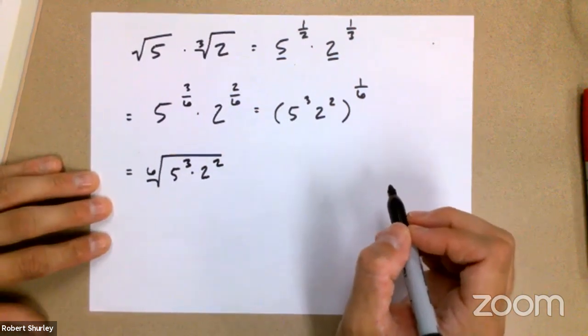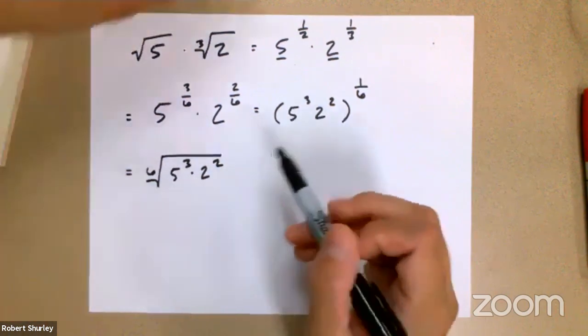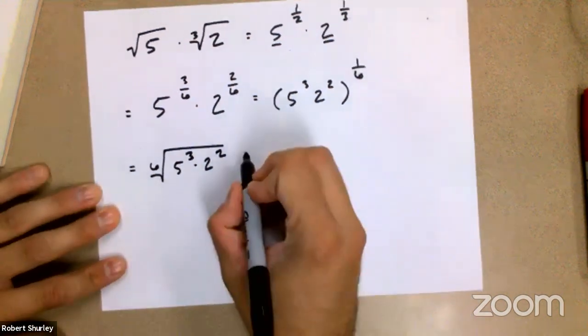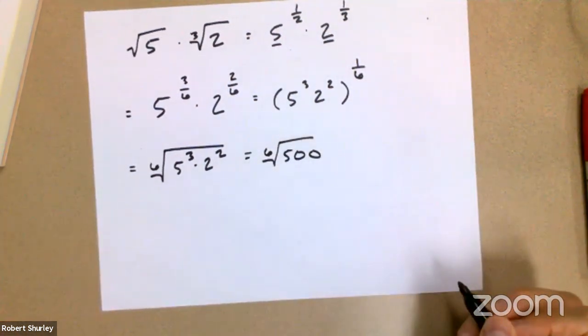And just because I am curious, I'm going to find whatever this number is. So I'm going to take my calculator. I'm going to say 5 times 5 times 5 times 4, right? So 500. So I get the 6th root of 500.